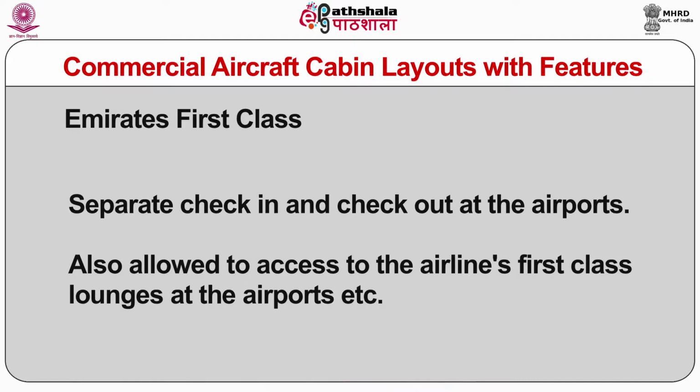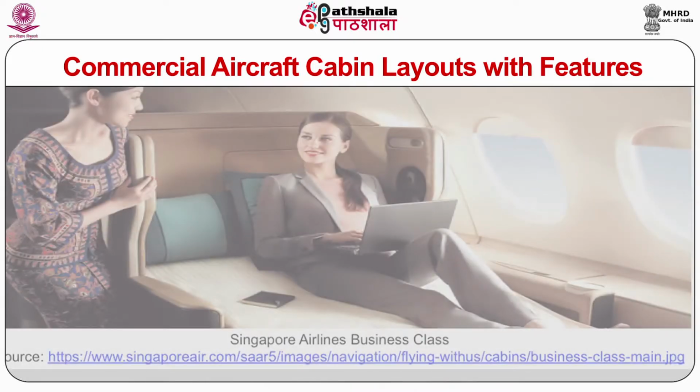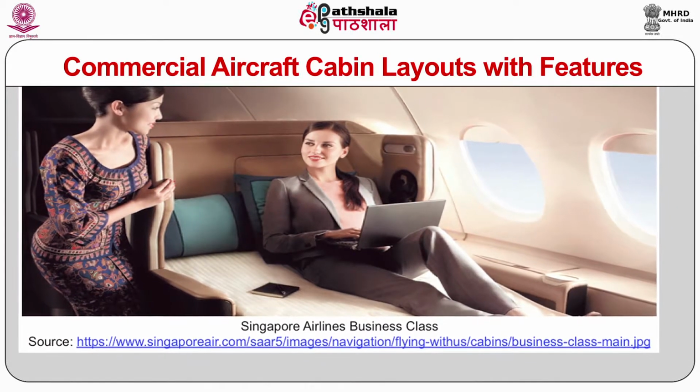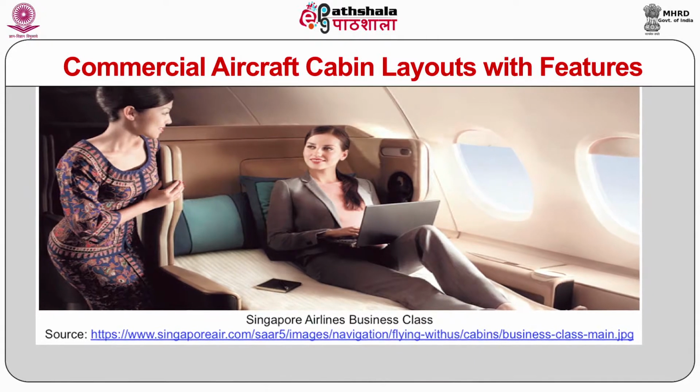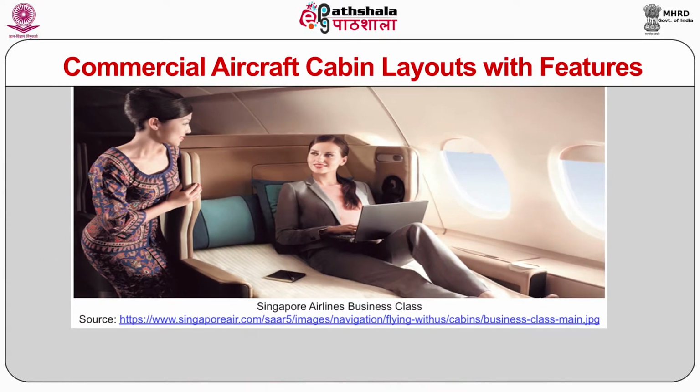These are also allowed access to the airline's first class lounges at the different airports. Then the next class is the business class. In this type of class of tickets, the passengers are also provided their personalized cabins along with other features of services which are as follows.